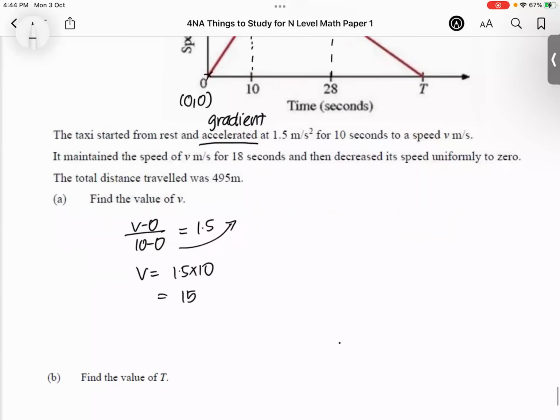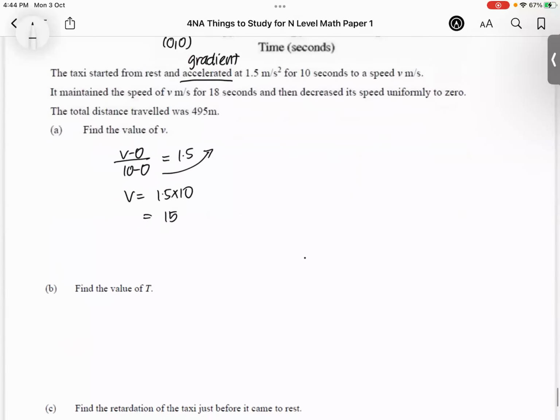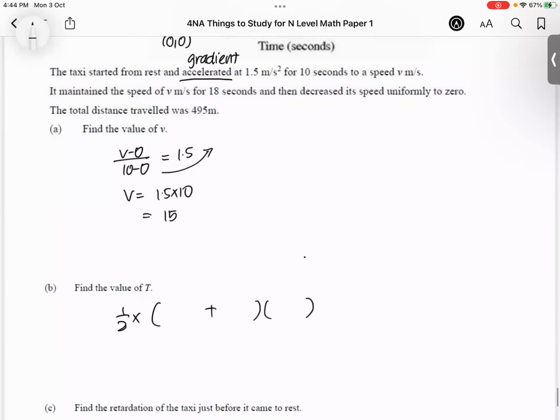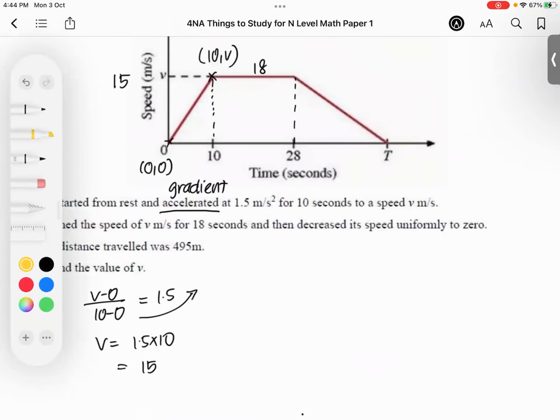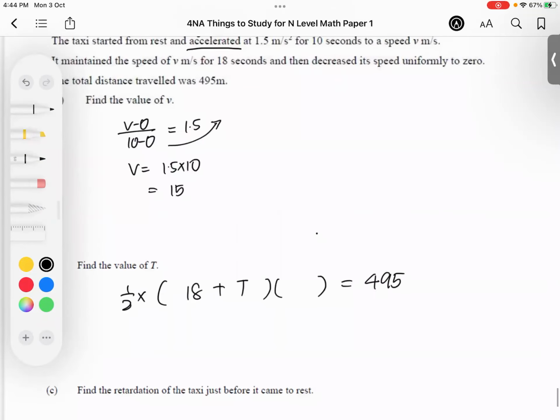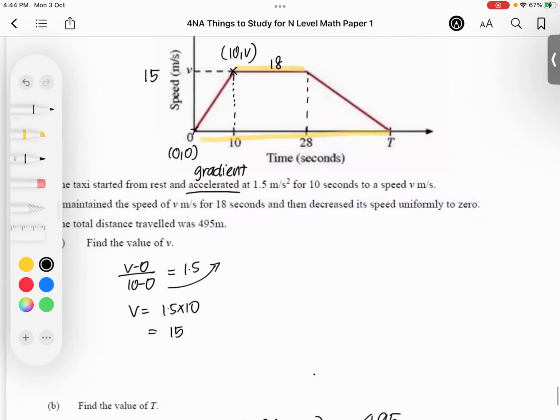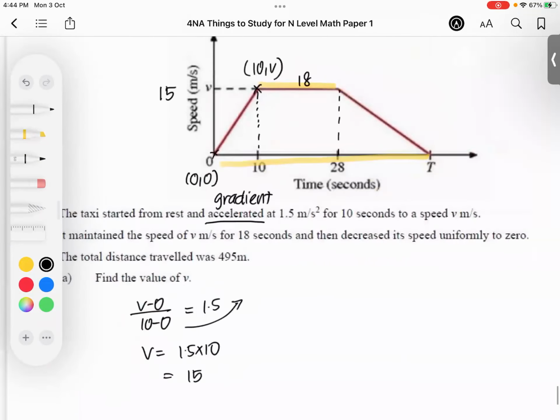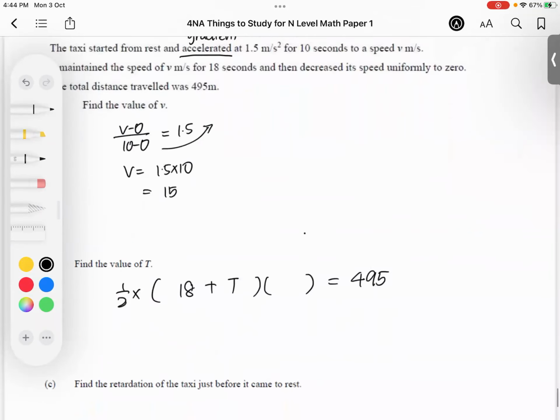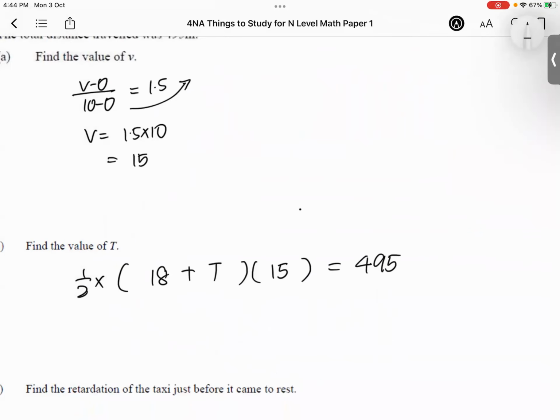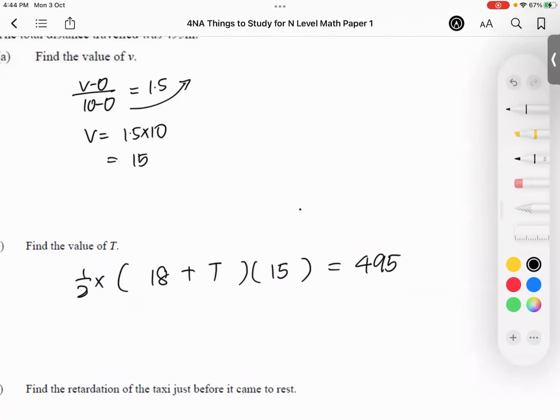So the area of the trapezium. So half times A plus B times height equals to 495. Area of trapezium, the two parallel sides, this one 18, this whole thing T. So 18 plus T times the height, the V that you have found, 15. Word of caution, if you do not know how to do part A, don't give up part B. Write an answer for part A and then tuck it in. The step here, even though your answer for V is wrong, but the working itself has method mark. Okay, so don't just give up the answer like that. So 18 plus T will be equals to 495.